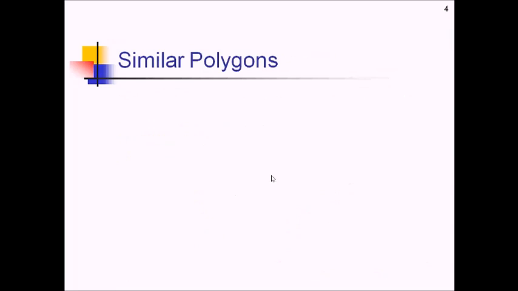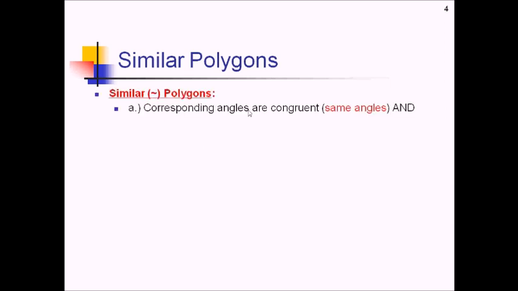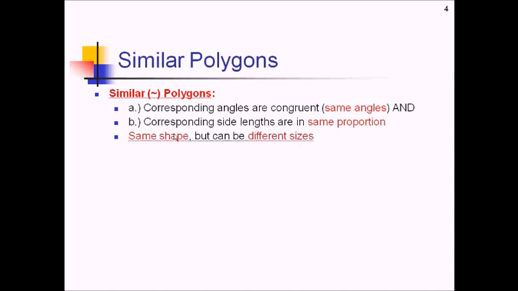Now that we've reviewed congruence, let's talk about something that is similar but not quite the same, namely similarity. Similar polygons have corresponding angles that are congruent. They're the same angles, in other words, and corresponding side lengths that are in the same proportion. So the same angles means we have the same shape, but the side lengths in proportion means that we don't have the same size necessarily. We have different sizes with the same shape.